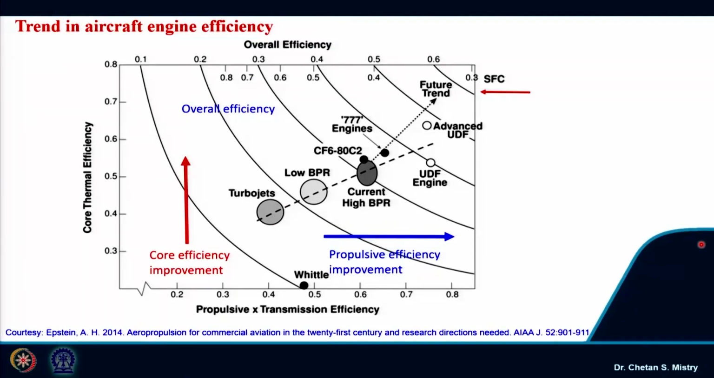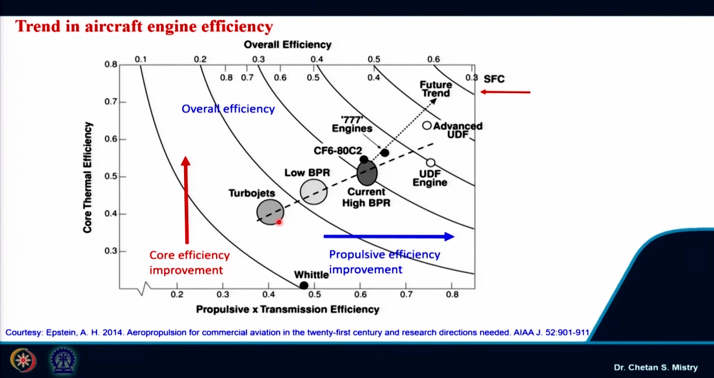In the last lecture, we were discussing the trend for aero engine efficiency: propulsive efficiency, thermal efficiency, and overall efficiency. It says that over the years the core efficiency has been increasing, and at the same time the propulsive efficiency is also getting improved with the different kinds of engines we are designing these days.